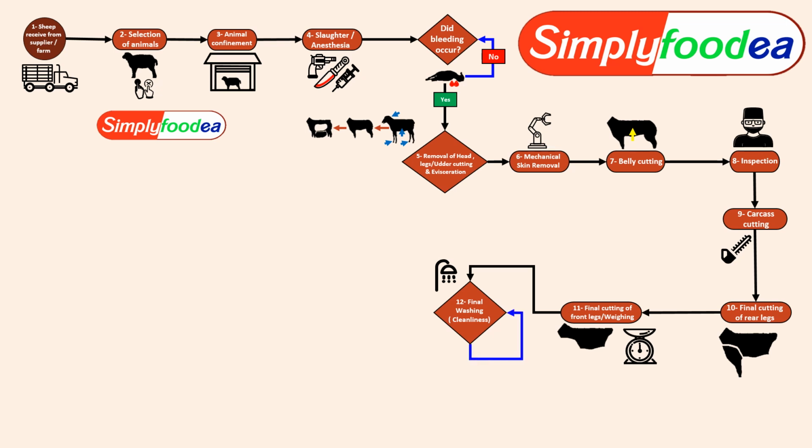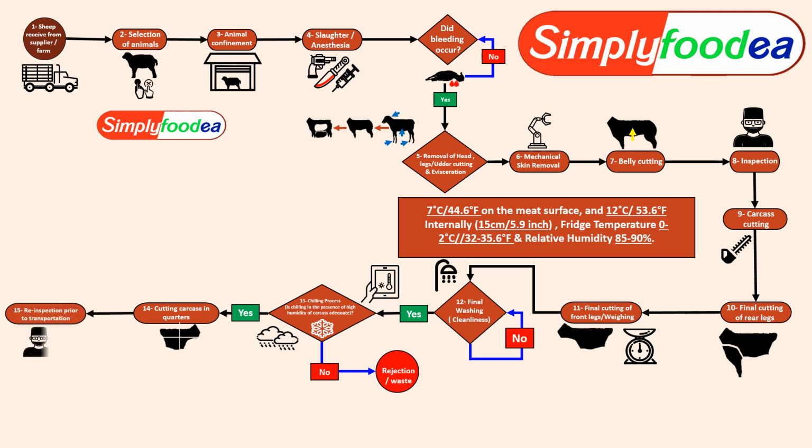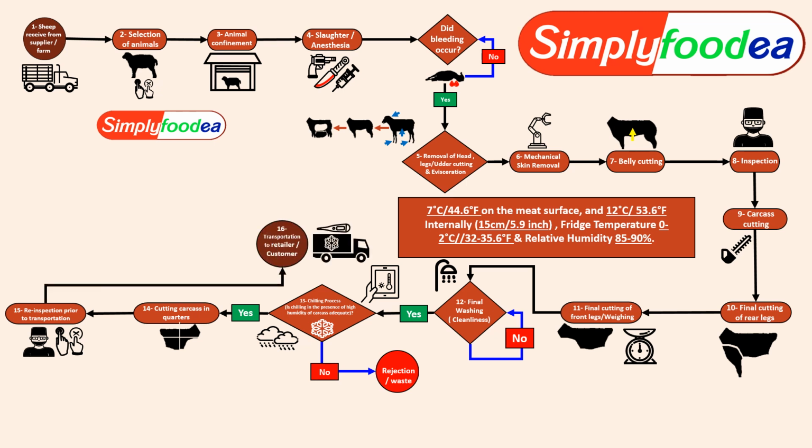12, final washing. If no, repeat washing. If yes, the chilling process as we have mentioned. Number 13, the chilling process. If no, rejection or waste. If yes, cutting carcass in quarters. Number 15, re-inspection by the quality team. Number 16, transportation to retailer or customer.